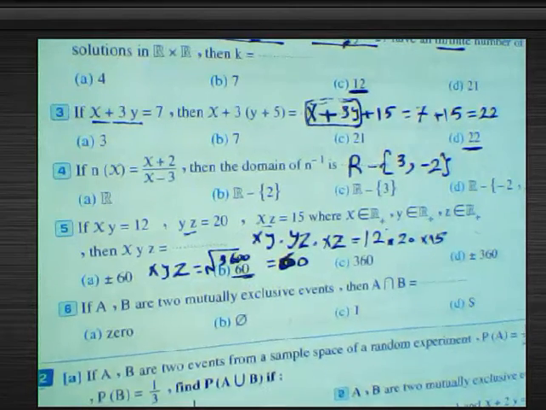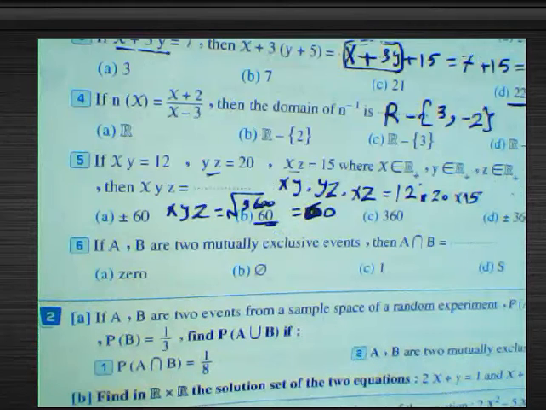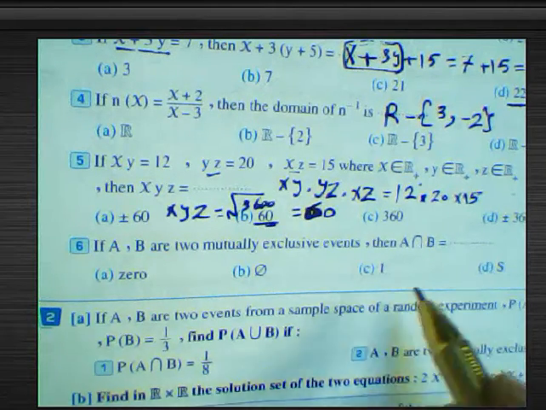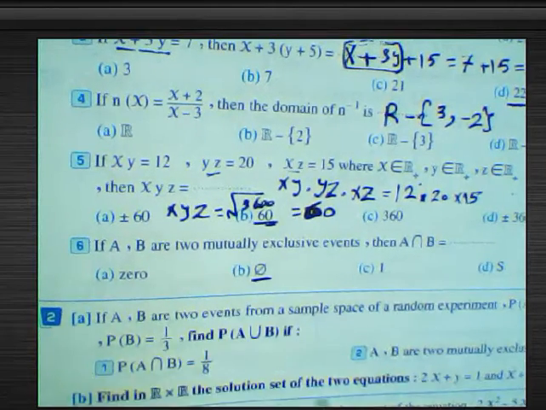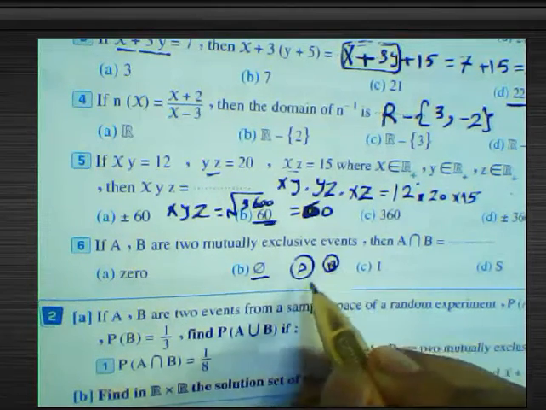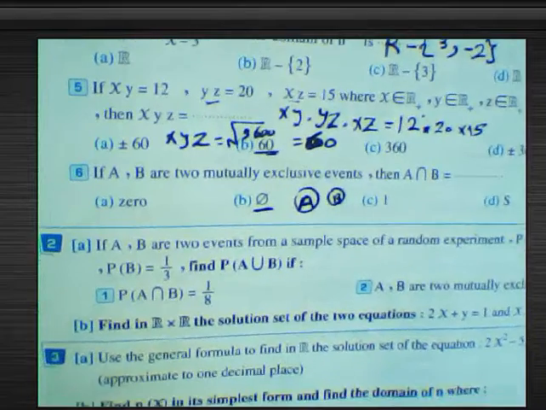Question number 6. If A and B are two mutually exclusive events, then A intersection B equals? A intersection B equals 0, because A and B are disjoint, so the intersection of them is empty.